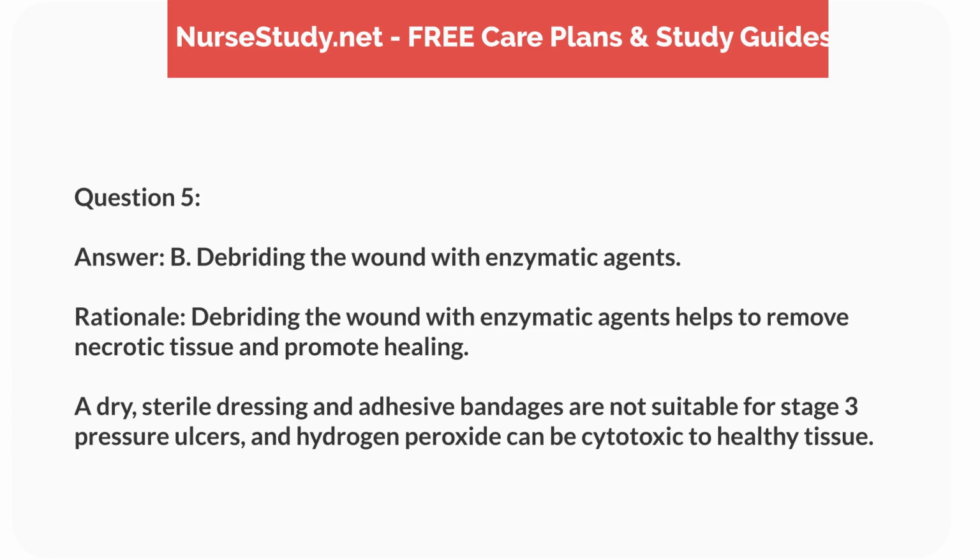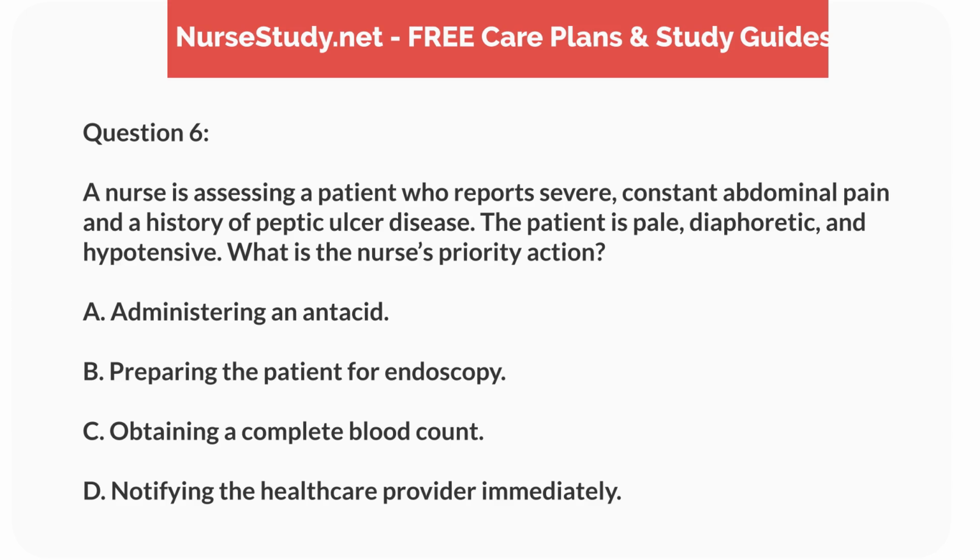Answer. B. Debriding the wound with enzymatic agents. Rationale: debriding the wound with enzymatic agents helps to remove necrotic tissue and promote healing. A dry, sterile dressing and adhesive bandages are not suitable for stage 3 pressure ulcers, and hydrogen peroxide can be cytotoxic to healthy tissue.